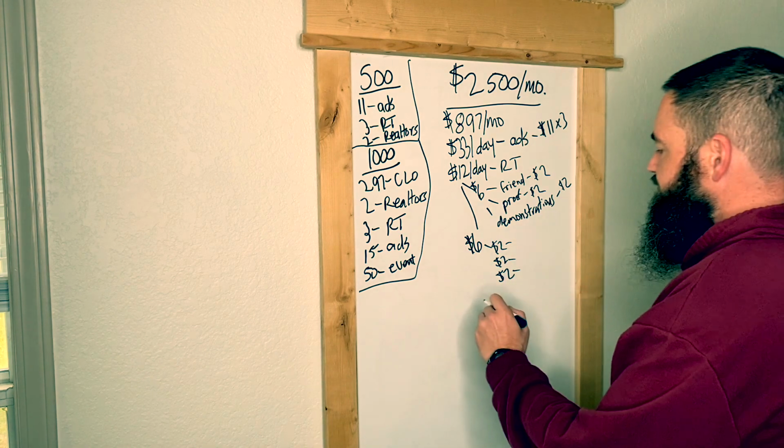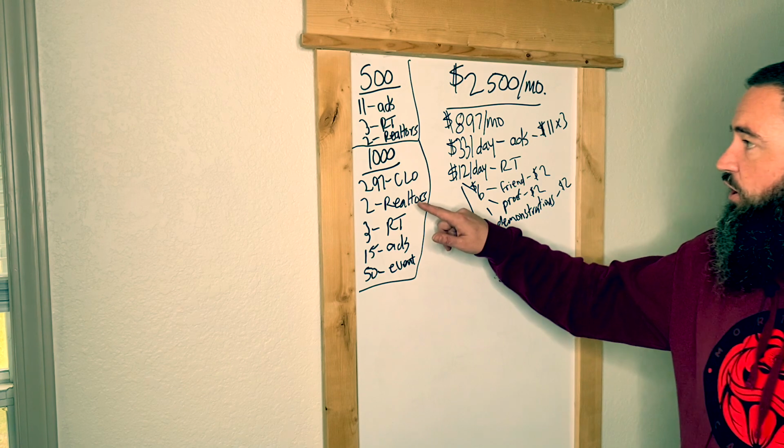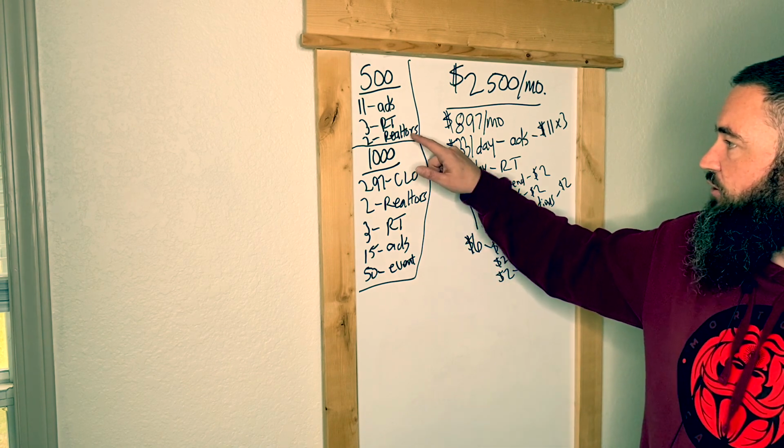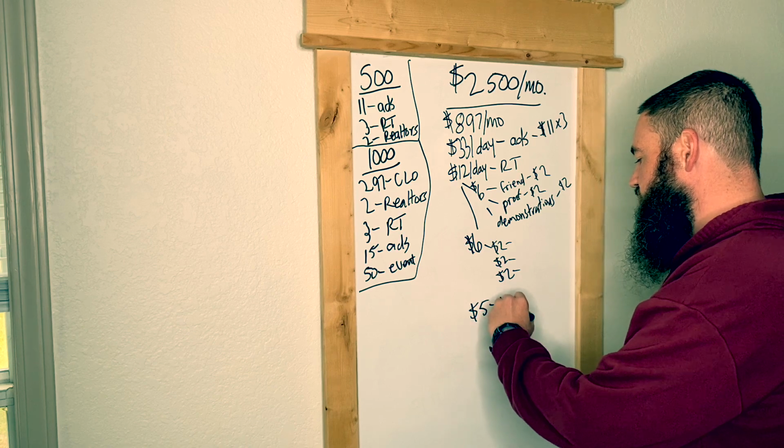Now we're going to have a little bit higher budget for realtors as well. So over here we had $2 a day. Here we had $2 a day. Now we're going to go with $5 a day to realtors.